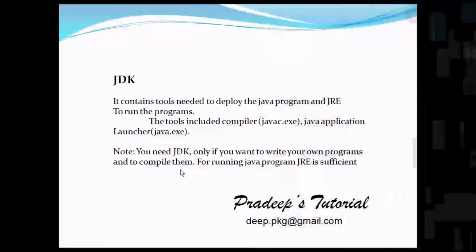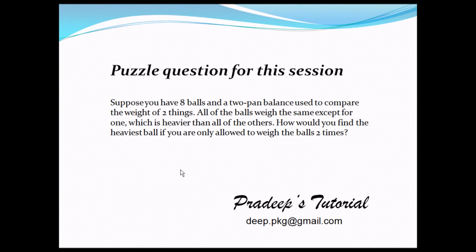We'll see the puzzle for this session: suppose you have 8 balls and a two-pan balance used to compare the weight of two things. All of the balls weigh the same except for one, which is heavier than all of the others. How would you find the heaviest ball if you are only allowed to weigh 2 times? So you have only 2 times, you have 8 balls. Out of 8 balls, one is heavier. You have to weigh and find out the heaviest one, only in two chances. So just try to solve this question. We'll see the answer in the next session.